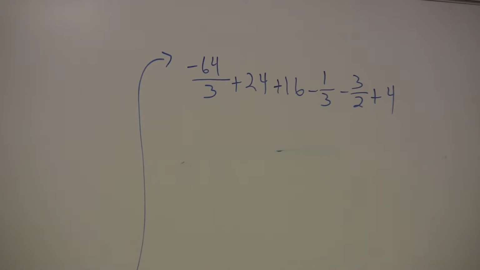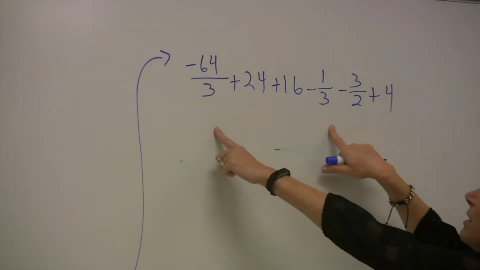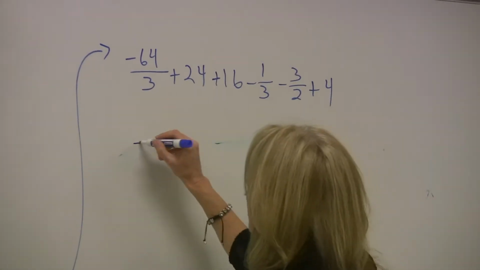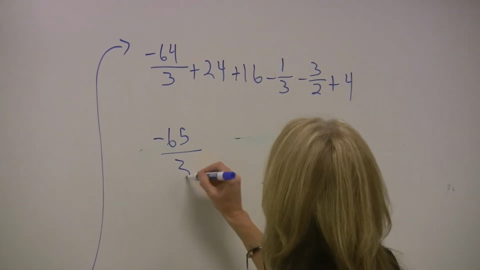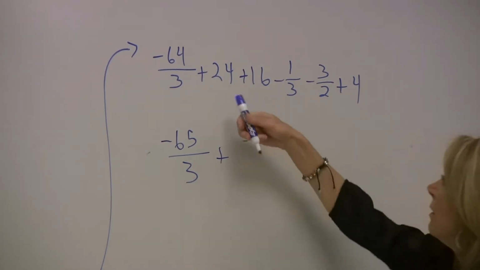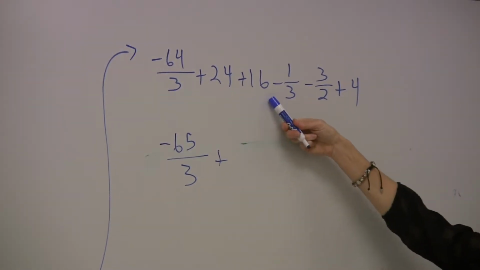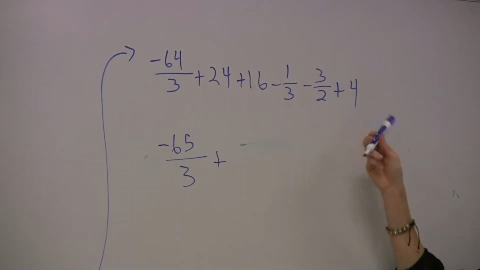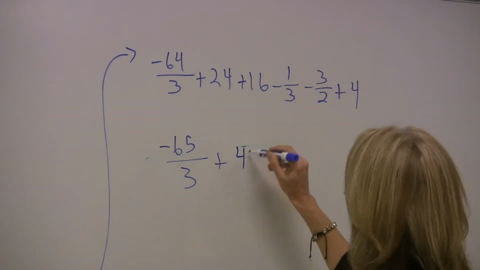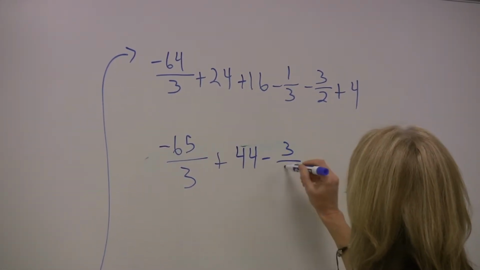Now, the only thing I'm going to do next is combine all the ones that aren't fractions. Actually, I'll put these two together because they have a common denominator. So I have negative 65 over 3. I add all these: 24 plus 16 is 40, plus 4 is 44. Minus 3 over 2.